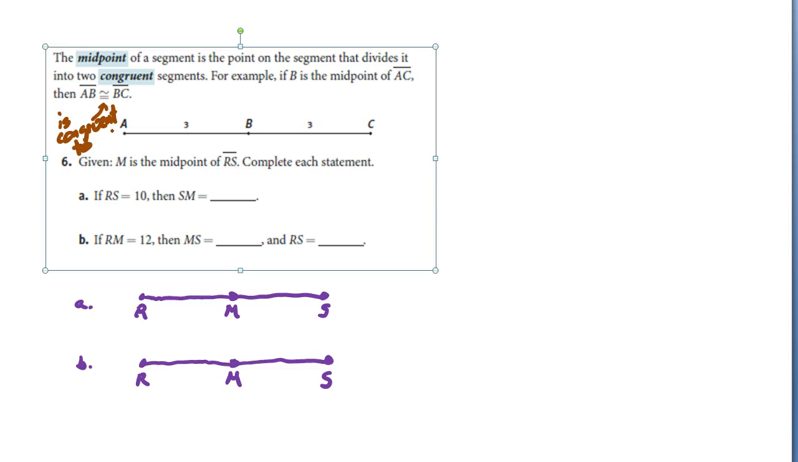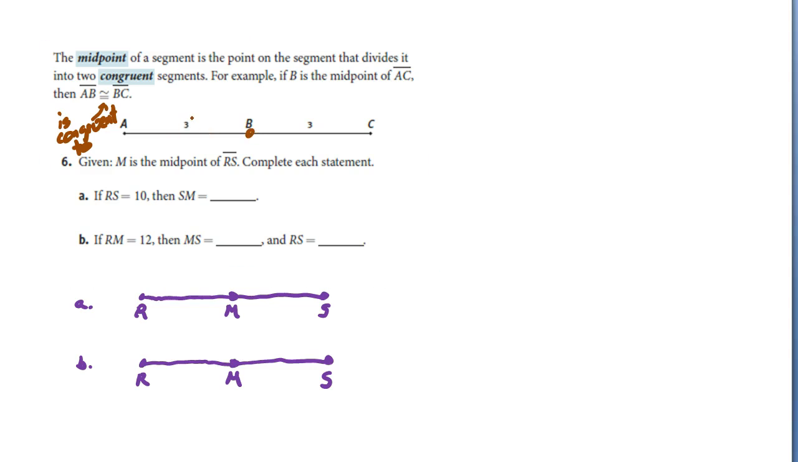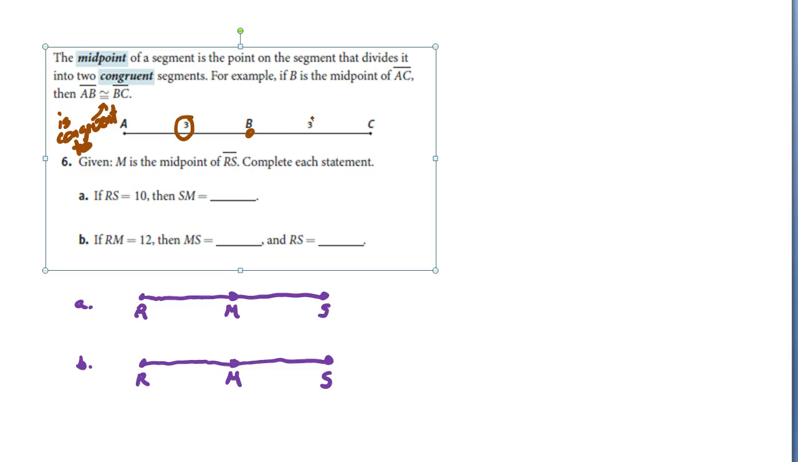So it's kind of like being equal, but equal is something that numbers can be. Shapes can be congruent to other shapes. So back to what this is describing. It's saying if you have a segment called AC, then point B is the midpoint if this distance is congruent to this distance. So question 6, let's try a problem.